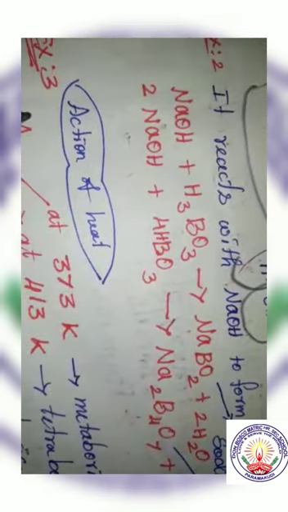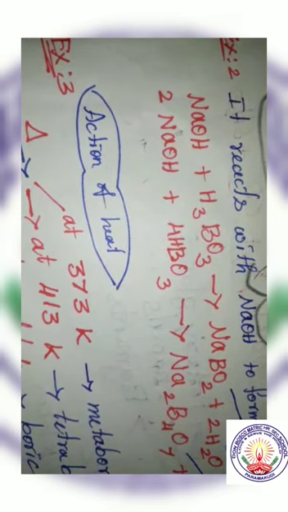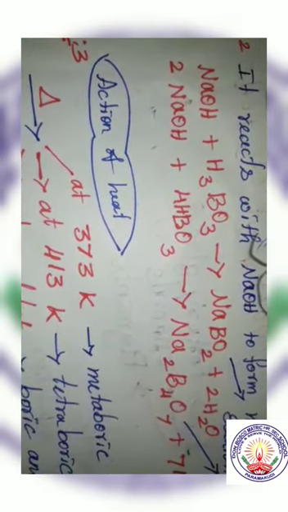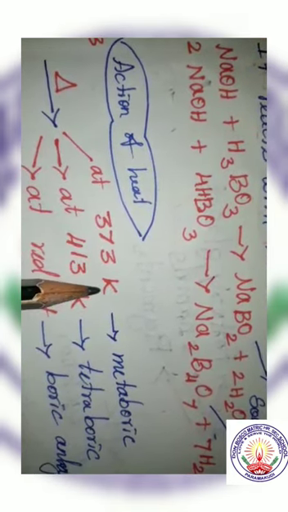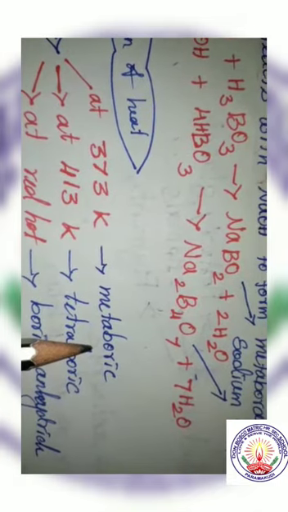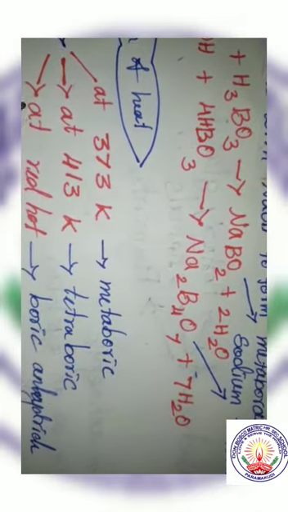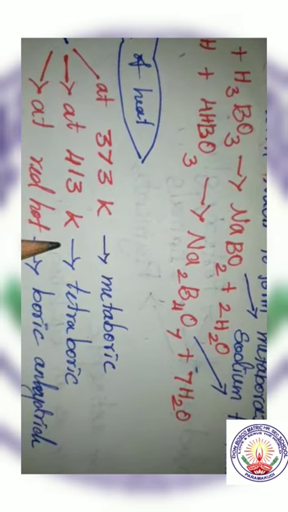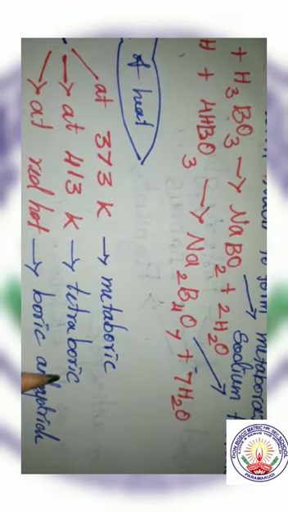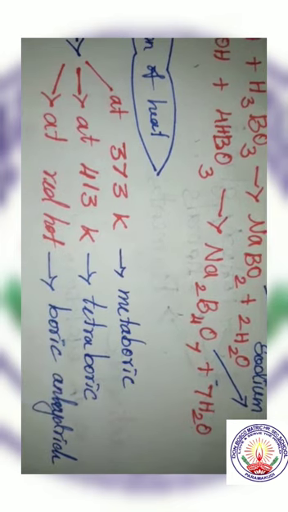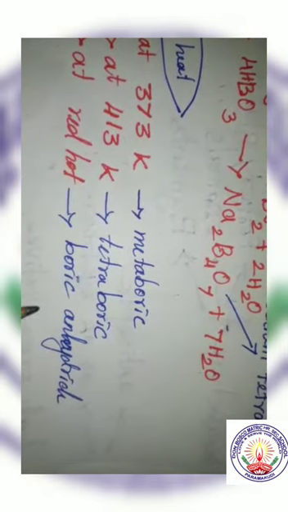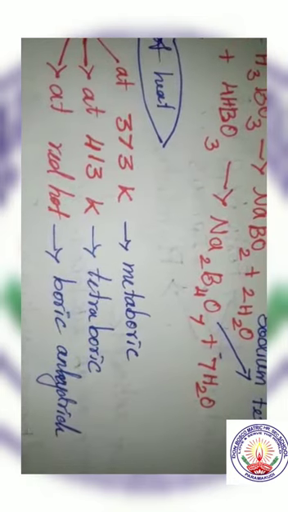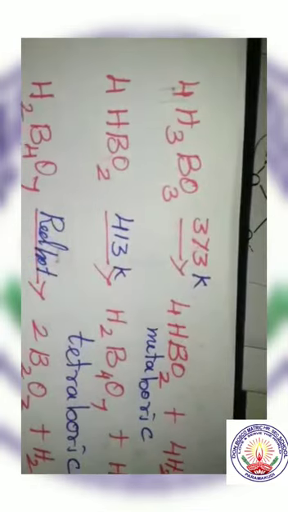Next one is action of heat. So when we heat this boric acid at 373 Kelvin, it gives metaboric acid. At 413 Kelvin, it becomes tetraboric acid. When still we are heating it to red hot, it becomes boric anhydride. That's what is seen here.